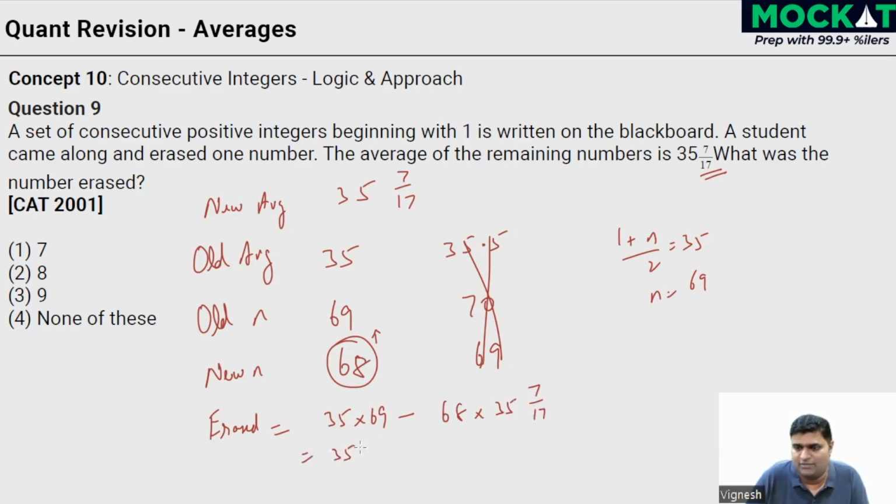35 into 69, I can write as it is, minus 35 into, the mixed fraction is nothing but a plus, so put a bracket: 35 into 68 plus 68 into 7/17. 35 into 69 minus 35 into 68 is 35 into 1, minus this, I can divide. I get 4 into 7, 28 over here. 35 minus 28 comes to 7. Option 1, 7 is the answer here.